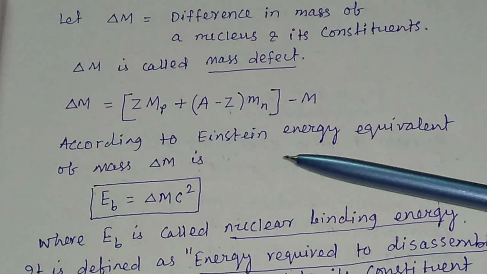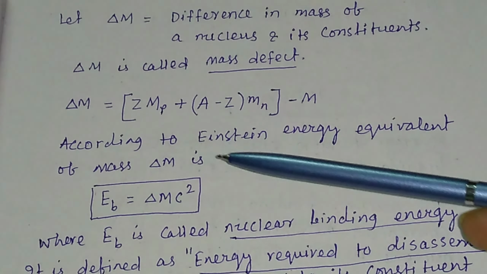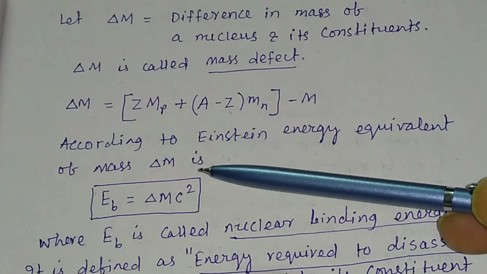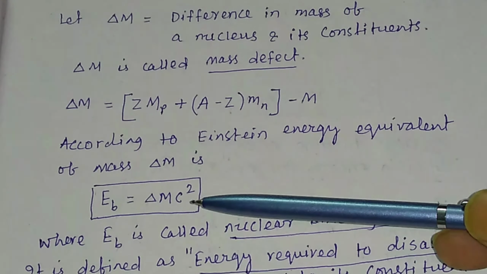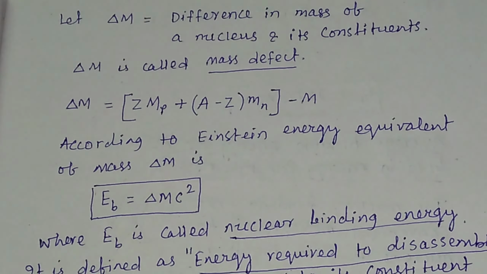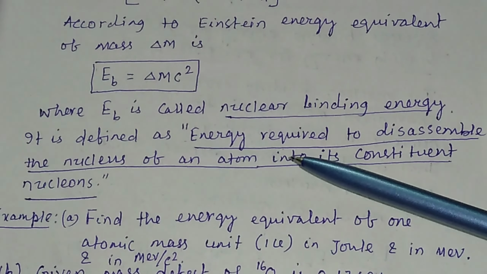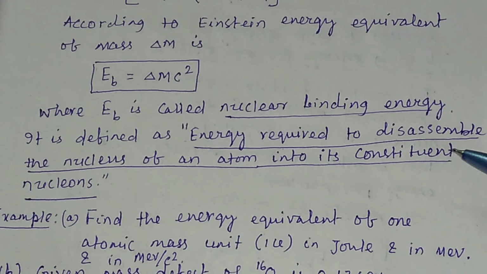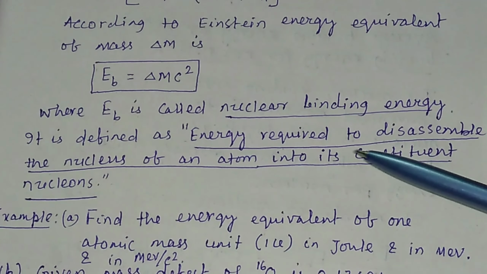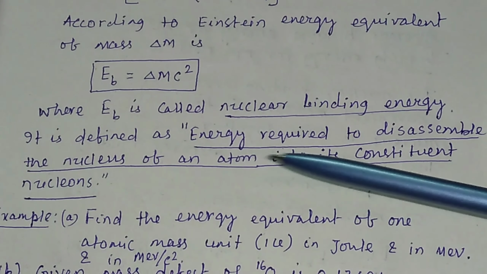And according to Einstein's mass energy relation, the energy equivalent of this mass delta m will be equal to delta m into c square. Here Eb, which is equal to delta m into c square, is called the nuclear binding energy. So what is nuclear binding energy? It is defined as the energy required to disassemble the nucleus of an atom into its constituent nucleons.